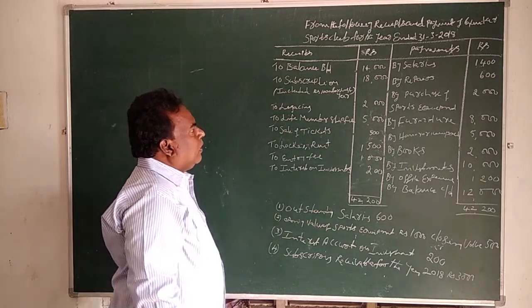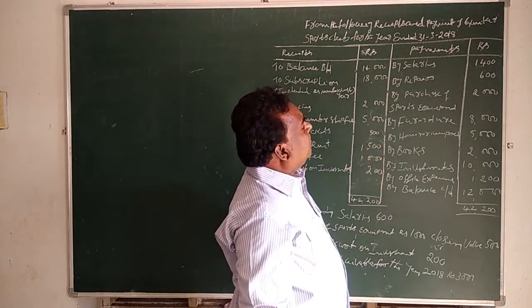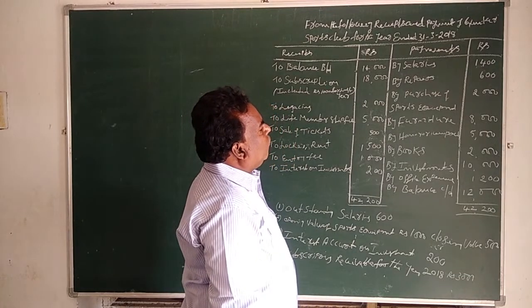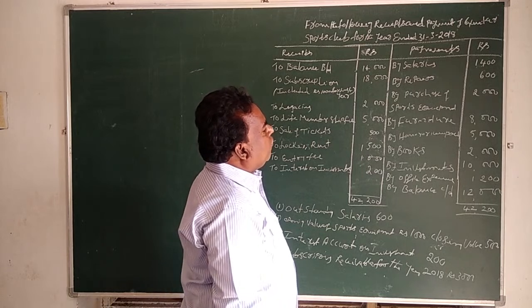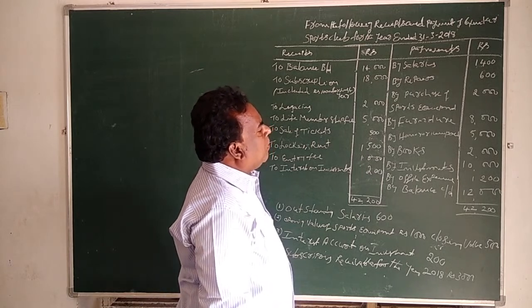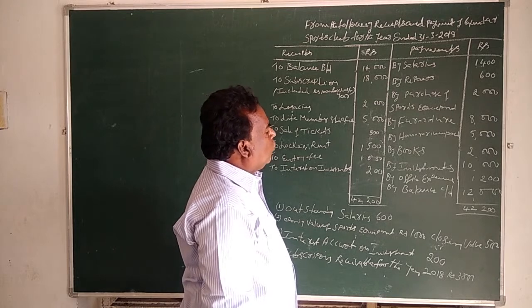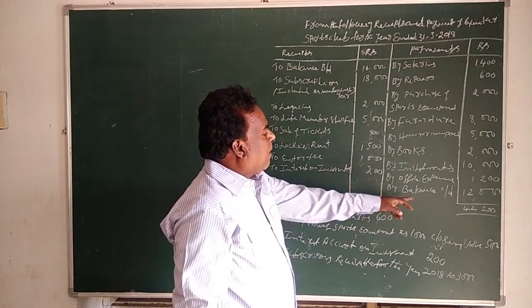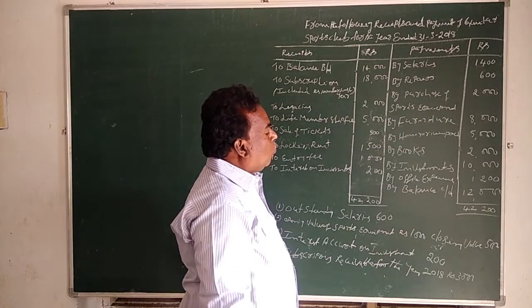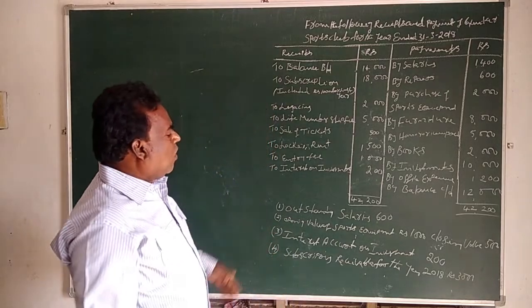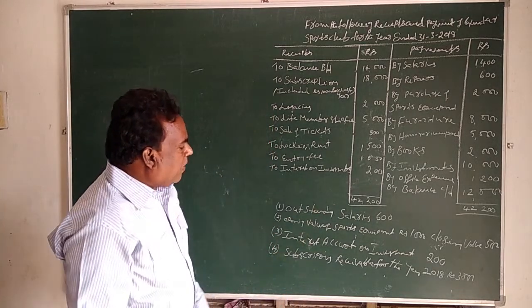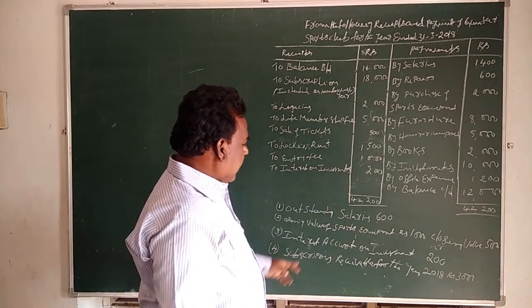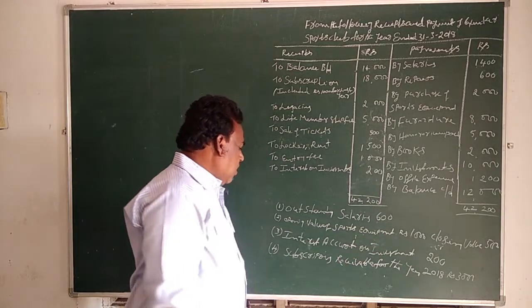investments 200. Payments: by salaries 1,400, by repairs 600, by purchase of sports equipment 2,000, by furniture 8,000, by honorarium paid 5,000, by books 2,000, by investment 10,000, by office expenses 1,200, by balance carried down 12,000. Adjustments: outstanding salaries 600, opening value of sports equipment 1,000 and closing value 500. Accrued interest on investment 200.